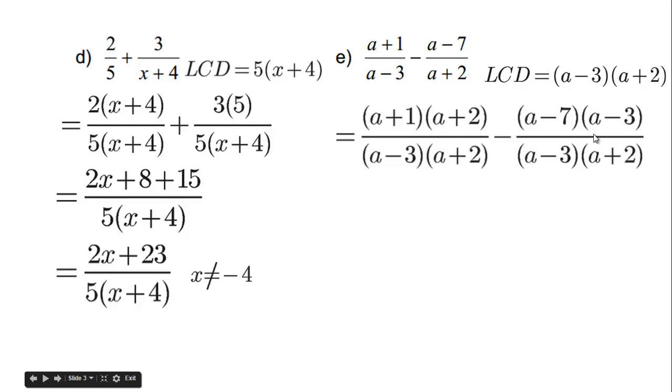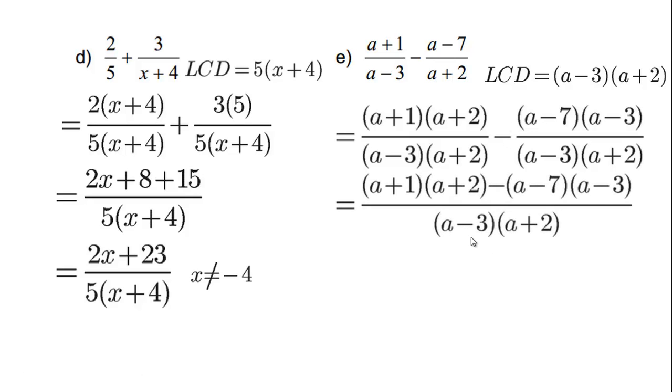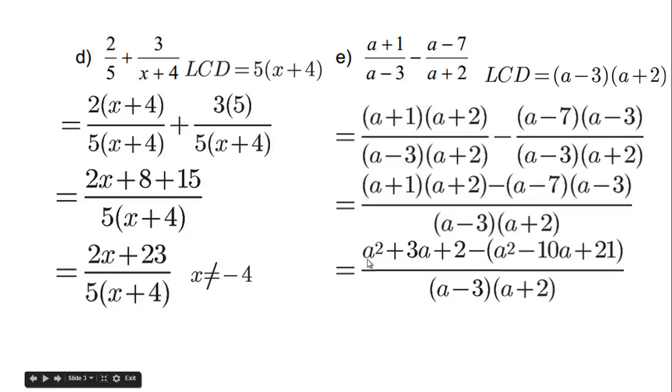When we expand this, we're going to get a trinomial. If we subtract the entire trinomial, we're going to have to distribute the negative sign. So it might be helpful, when you write it again, to write brackets around it. You don't have to write brackets when you expand this, but keep the brackets around here when you expand it out. A squared plus 3a plus 2, then minus a squared minus 10a plus 30 plus 21. Then you can see that you have to distribute that negative sign. You can combine like terms at the same time.